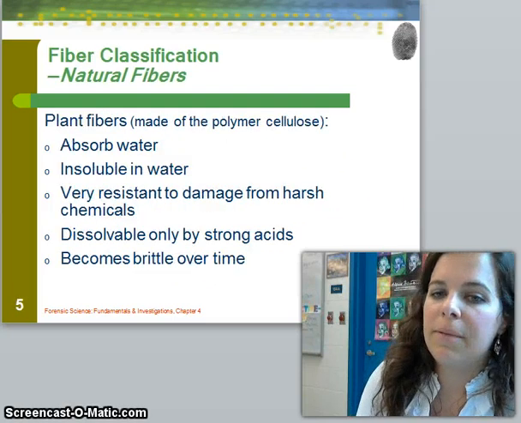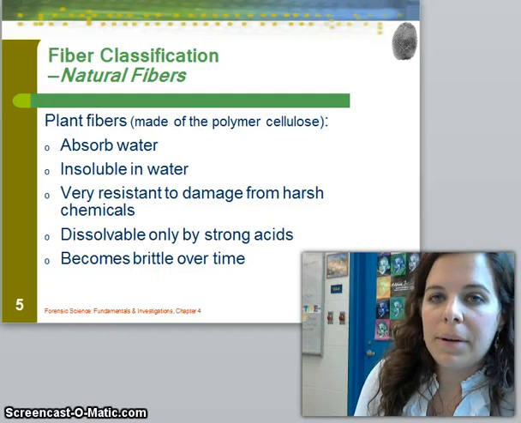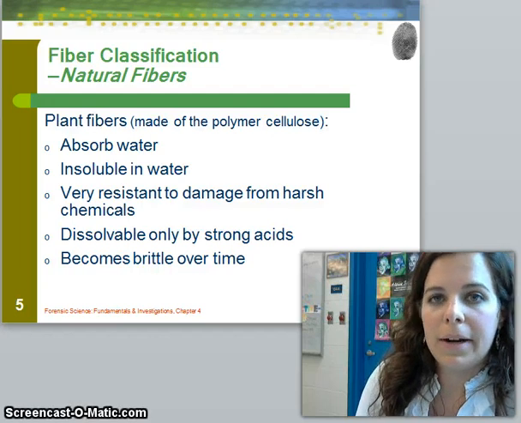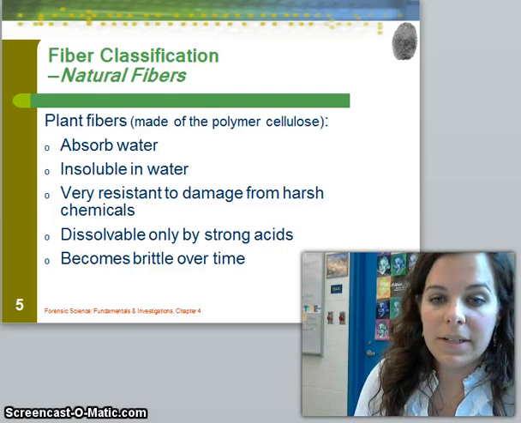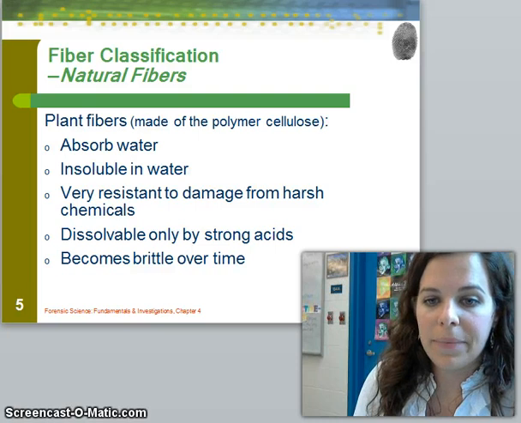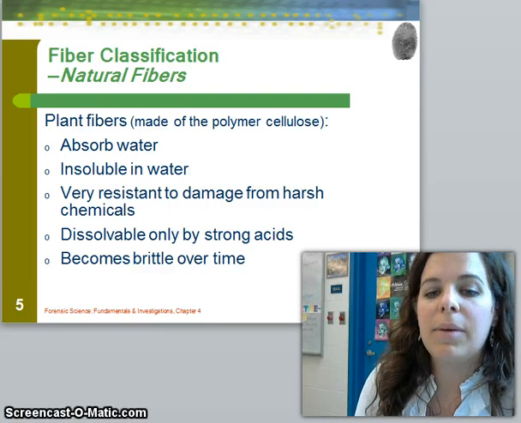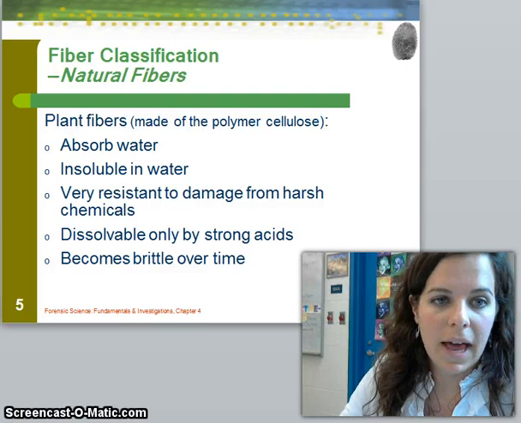Plant fibers are the next type of natural fiber. Some properties of plant fibers are that they absorb water, but they're also insoluble in water, meaning they don't dissolve. They're very resistant to damage from harsh chemicals. They're dissolved only by strong acids, but they can become very brittle over a long period of time.